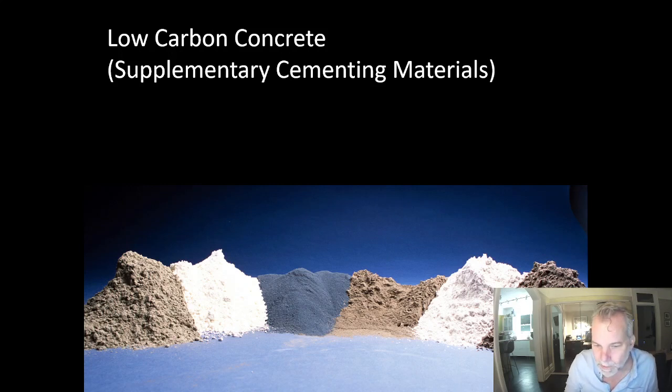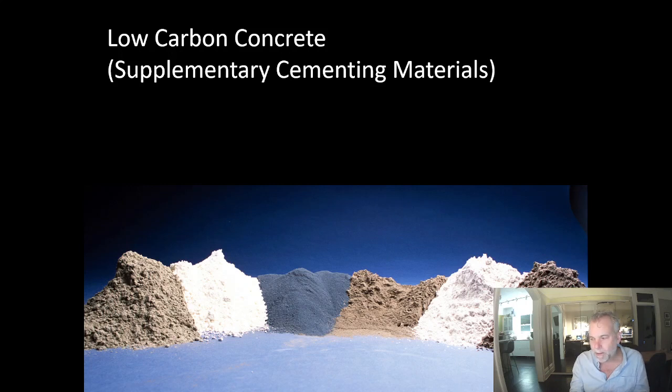Portland cement is made by heating up limestone to an absurdly high temperature, and then powdering it so that it becomes very, very fine powders. But it's extremely energy intensive. Historically, it's been done in coal-fired furnaces, which also certainly is really problematic.